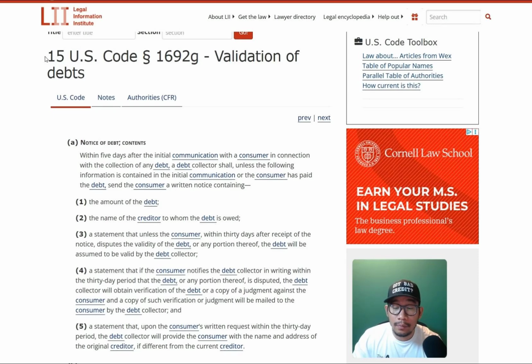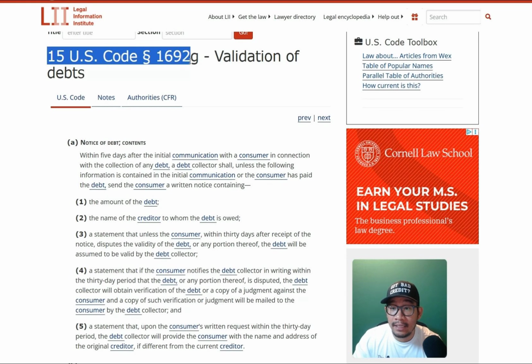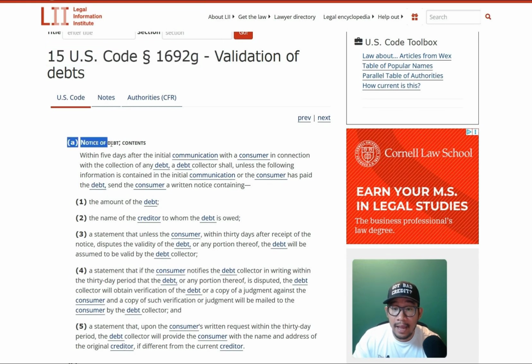So we are going to be talking about 15 U.S. Code subsection 1692g(a). So when a debt collector sends you an initial communication, the first thing you need to do is review that initial communication for proper G(A) compliance. So what is G(A) compliance?